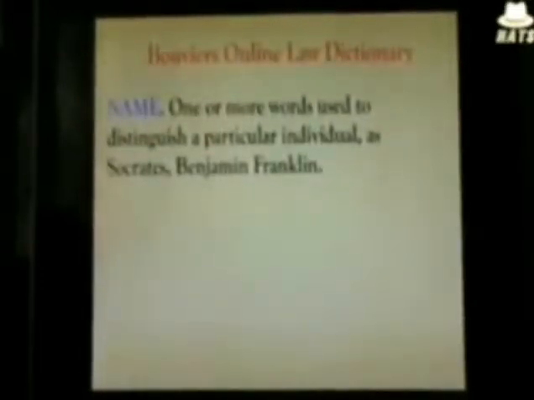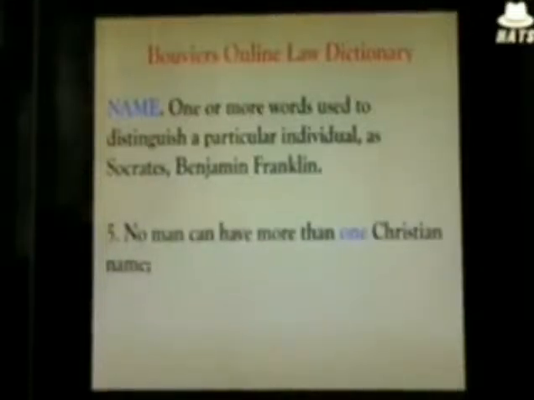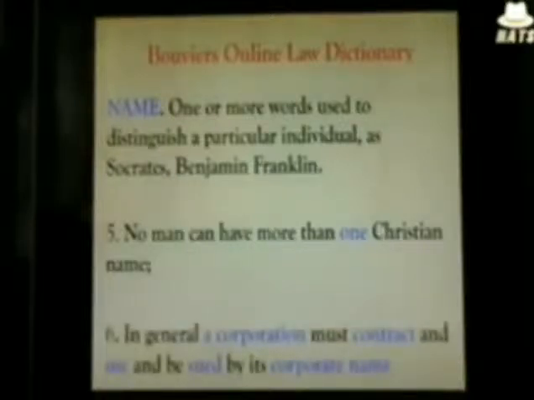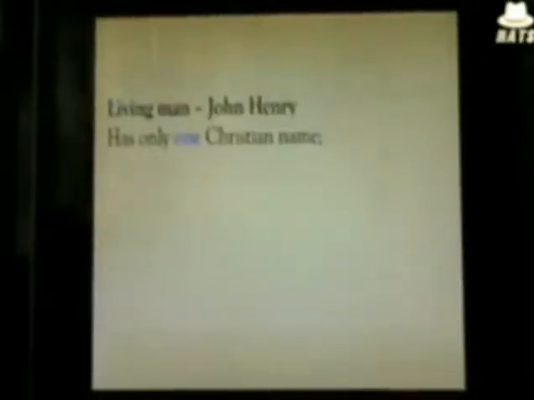So what is a name? So if we go to Bouvier's, it's one or more words used to distinguish a particular individual, such as Socrates or Benjamin Franklin. This is still from the same Bouvier's online. Go online and have a look at this. No man can have more than one Christian name. So in general, a corporation must contract and sue and be sued by its corporate name. The living man, John Henry, has only one Christian name.